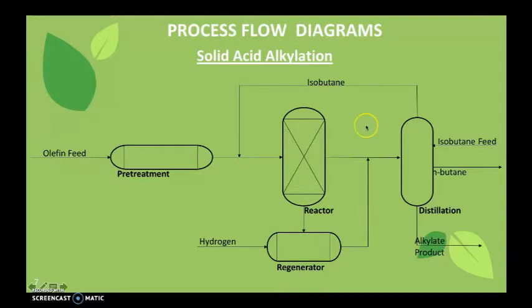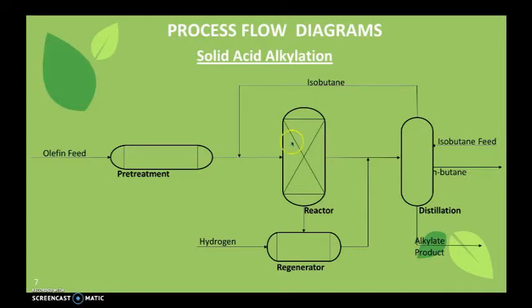First, using solid acid alkylation. The olefin feed will enter into a pretreatment, and after that it will enter into the reactor with the recycled isobutane. The reactor operates at a temperature range of 122 to 194 Fahrenheit and a pressure range of 290 to 440 psig.